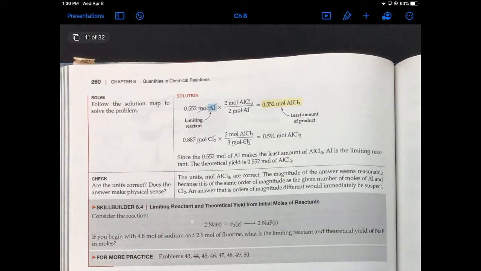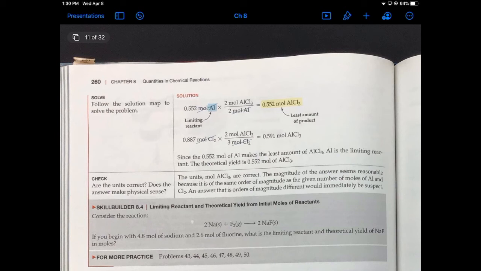What about the moles of chlorine, though? The moles of chlorine has a 3-to-2 ratio between moles of chlorine to moles of aluminum chloride. So we're using that 3-to-2 ratio as a conversion factor, and we're setting that conversion factor up strategically and intentionally so that we cancel moles of chlorine and our new unit is moles of aluminum chloride, right? So we're comparing moles of aluminum chloride to moles of aluminum chloride. And which one's smaller? The 0.552, right? So that one's going to win.